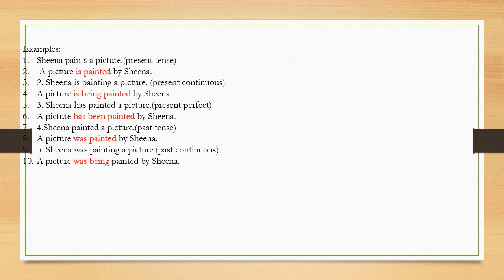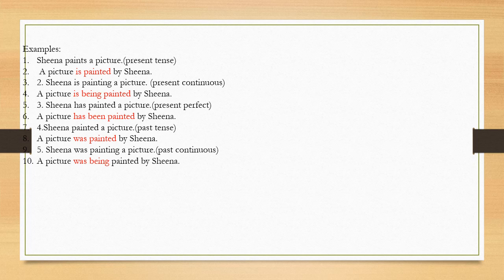Third sentence: Sheena has painted a picture. The verb is "has painted." It is in which tense? Present perfect tense. Change into passive voice. How do we change? New subject: a picture. Change the verb "has" into passive voice: "has been." "Painted" remains the same. Paint, painted, we don't say "painten," isn't it? Painted. So add "by" and then Sheena. The subject becomes the new object.